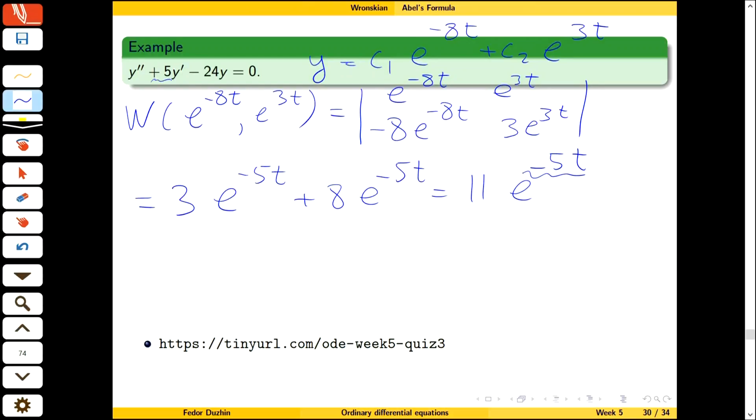Okay, so that's all the material for today, and please, before you proceed with the summary of the lecture, try to solve this third quiz.